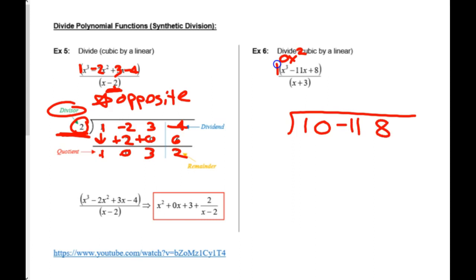Okay. So my third power coefficient was 1. I was missing x squared. That's 0. My x term was negative 11. My constant was 8. Now, the number that goes right here is the opposite of the bottom. So what number do you see right here? Positive 3. What's the opposite of positive 3? Okay, so please put a negative 3 right here. So if you can set it up right, now what you're going to basically do is bring down the first number.